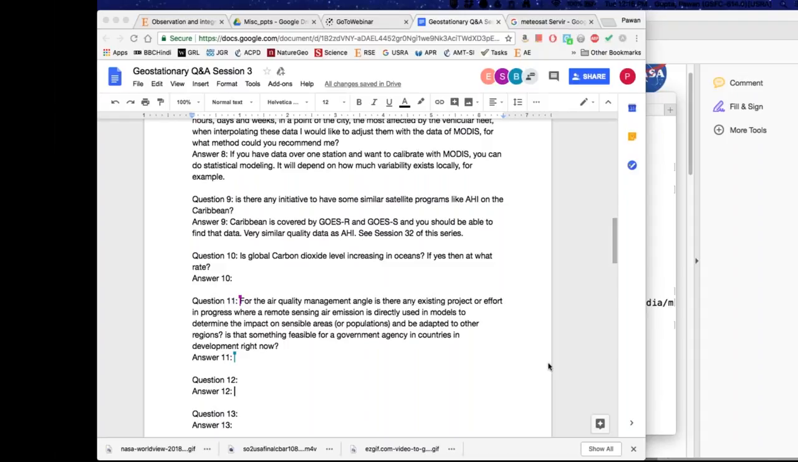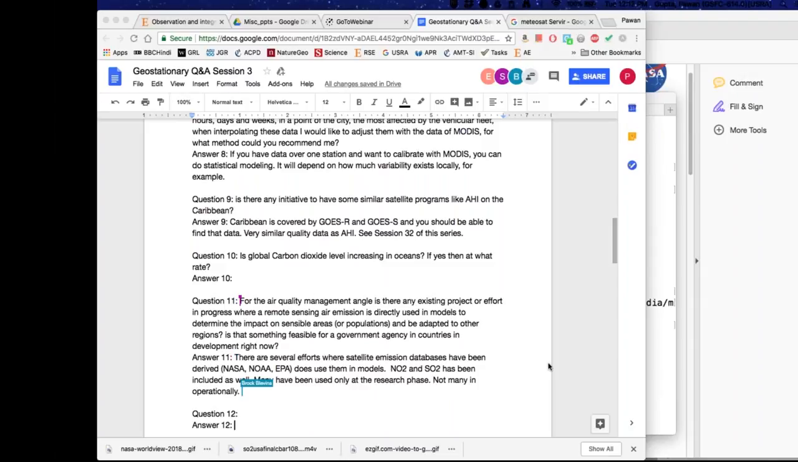For example, aerosol emissions or trace gas emissions from fires have been developed based on the fire detection from the satellites. Dust emission factors all over the globe have been derived using satellite data again and been used by various modeling groups all around the world. NO2 emissions and SO2 emissions have also been derived using the satellite data, and various agencies have been using them.